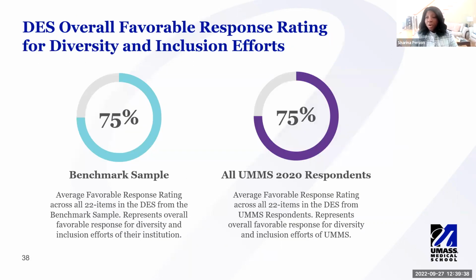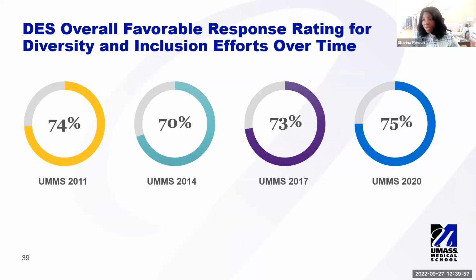So here we show where the benchmark is on favorable feelings across all items, as well as where UMass was. And you see we're exactly the same as the benchmark for that. And then we produce across time where we are. We started off very favorable, then it went down, which is expected after you do any kind of diversity survey. It always goes down because people are like, hey, I didn't think about that. Now you're making me think about things. And so it typically will go down, but then you see it has started trending back up.